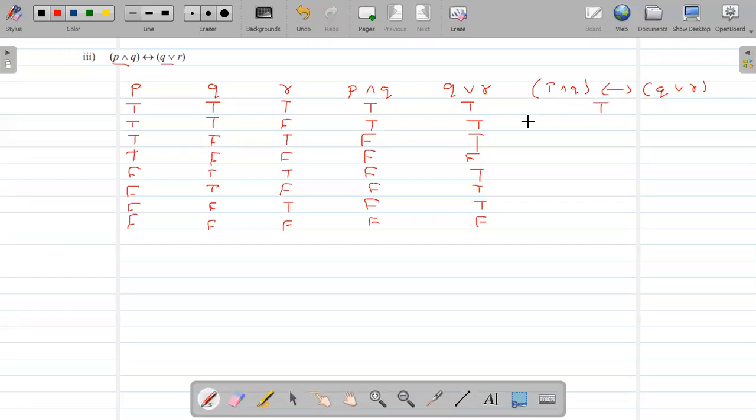True, true, true. True, false, false. False, true, false. False, false, true. Okay, false, true, false. False, true, false. False, true, true. Okay, so you get the concept of how we perform this and how we can write the truth table. Everybody understood? Yes, sir. Very good. Just take a screenshot of this.